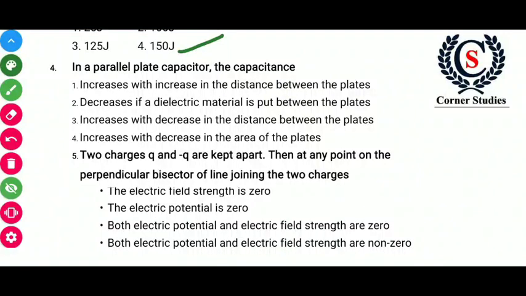increases with the increase in the distance between the plates, decreases if a dielectric material is put between the plates, increases with decrease in the distance between the plates, increases with decrease in the area of the plates. Answer: increases with decrease in the distance between the plates.